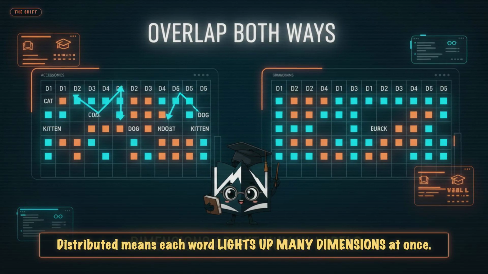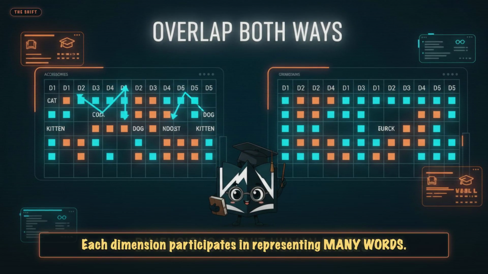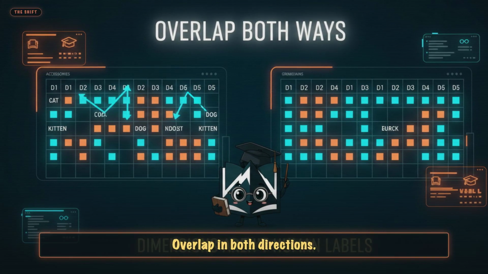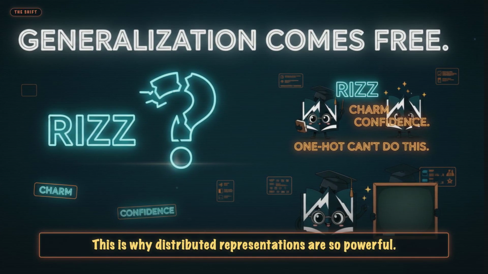Distributed means each word lights up many dimensions at once. Each dimension participates in representing many words. Overlap in both directions. This is why distributed representations are so powerful.